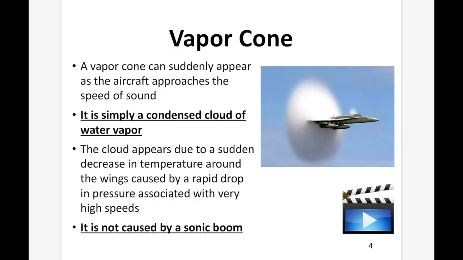A vapor cone can suddenly appear as the aircraft approaches the speed of sound. It's simply a condensed cloud of water vapor, and the cloud appears due to the sudden decrease in temperature around the wings caused by a rapid drop in pressure associated with very high speeds.